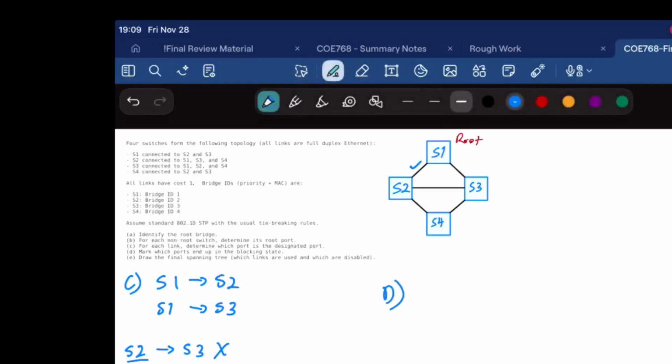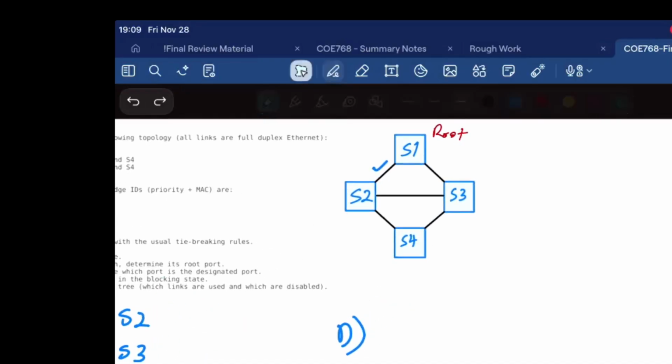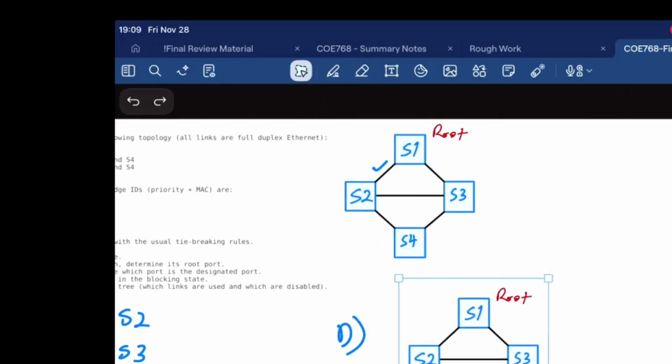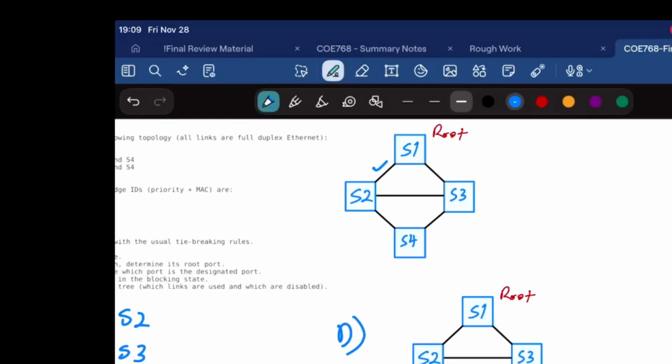Moving on to part D. Mark which ports end up in the blocking states. Stepping back from the previous part of this question, I'm just going to duplicate this. Which of these would be in their blocking state? As we identified that 4 of these are currently valid, or we have not touched them, now we will just send this one to the blocking state.